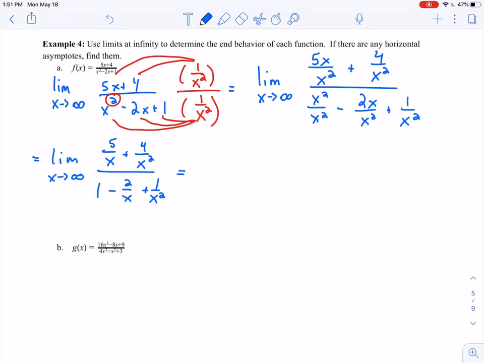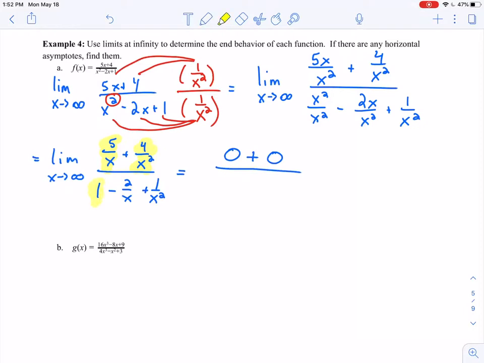So what I'm going to do is look at the limit of each one of these terms separately. So the limit of 5 over x as x approaches infinity. Well, I have that power of x in the denominator. My numerator is a constant, so that's got to go to 0. Same story for 4 over x squared. I have a constant in my numerator, a positive power of x in the denominator, so that's also going to approach 0. Divided by, all right, what's next?